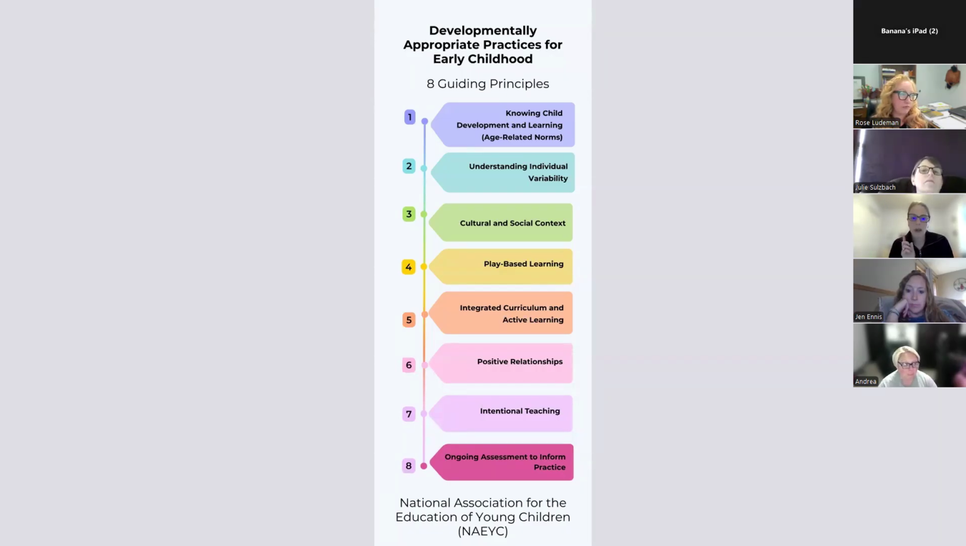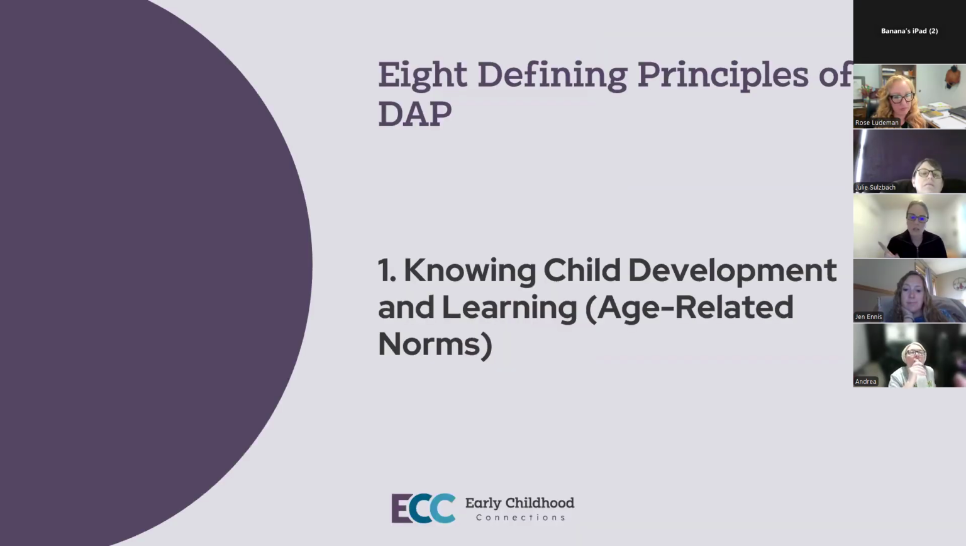But having these 8 principles in mind, we're going to start with the first one, which is knowing child development and learning age-related norms. And then we'll roll into understanding individual variability. We'll lead into cultural and social context, play-based learning, integrated curriculum and active learning, positive relationships, intentional teaching, and ongoing assessment to inform our practice. So I'll touch on a little bit, but not get too geeky because I can geek out for a long time, and share a little bit, and then have Rose come in with some pictures that illustrate what we're thinking and talking about here. So let's start with the first one.